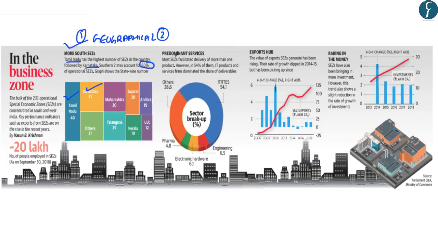Secondly, you should note that although the special economic zones were envisaged to promote manufacturing-led exports, however, the special economic zone policy has been leveraged well by the companies in the services sector. And that is why predominantly the service sector dominates the special economic zones in India. And the manufacturing sector has not leveraged the benefits of special economic zones. Now as you can see in this infographic, most of the SEZs facilitated delivery of more than one product. However, in 50% of them, IT products and services firms dominated the share of deliverables. Now as you can see, 54.1% are dominated by the information technology related services. So here also the manufacturing sector is lagging in terms of leveraging the benefits from the special economic zones.